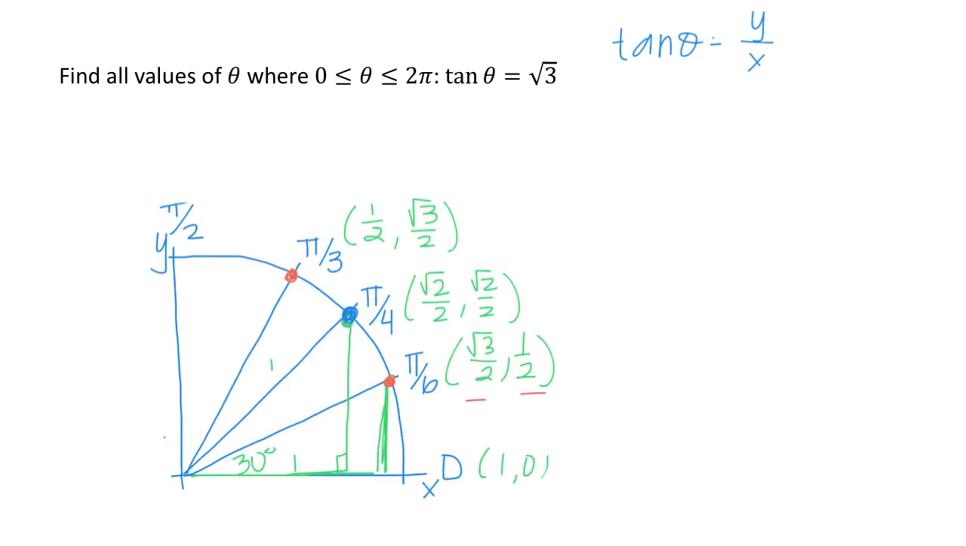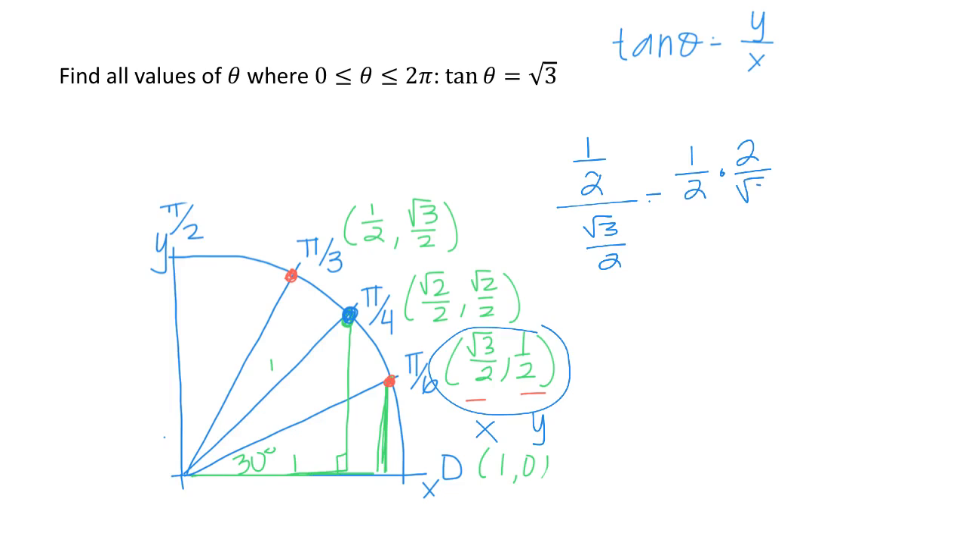I just pasted my picture of the first quadrant again so I can look at the coordinates. I'm just going to try taking, for example, this one and see if when I divide y by x, because that's what tangent is, I get root 3. So I'm going to try 1/2 divided by root 3 over 2. That's the same thing as 1/2 times the reciprocal, 2 over root 3. The 2's are going to cancel out. I get 1 over root 3.